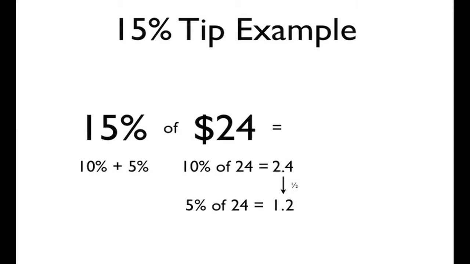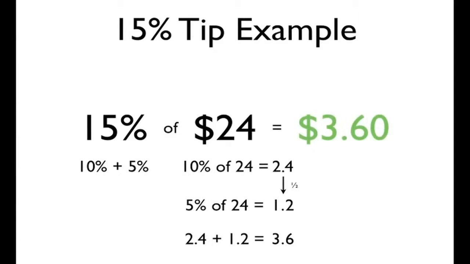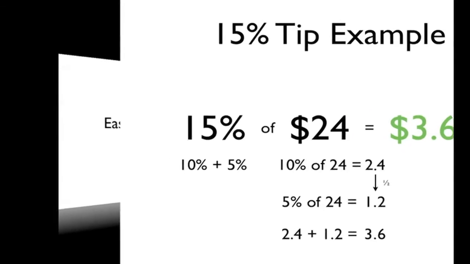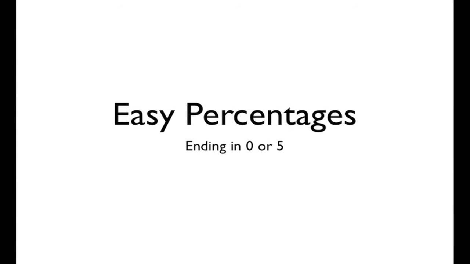Then remember, we broke it up, so we need to put it back together. 10% plus 5%, 2.4 plus 1.2. Add them up, gives us 3.6, or because we're working with money, $3.60.